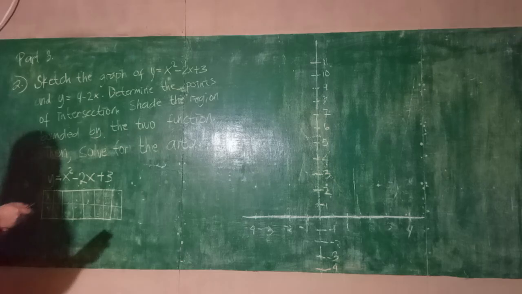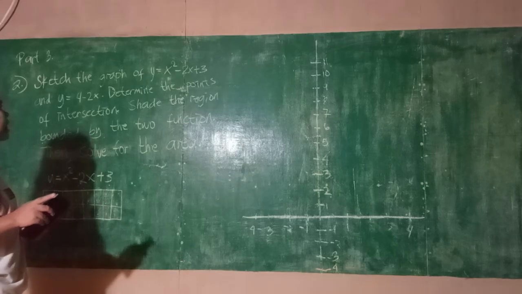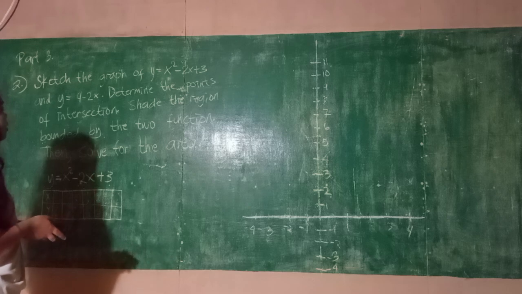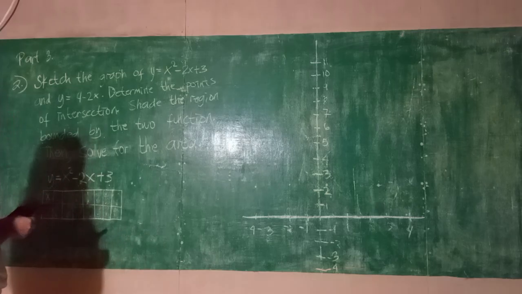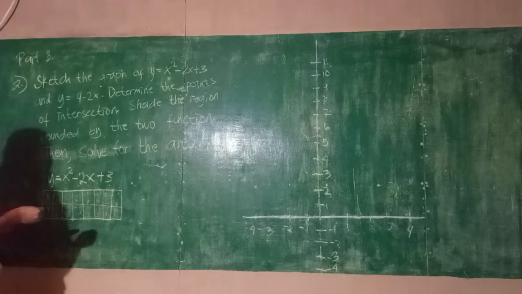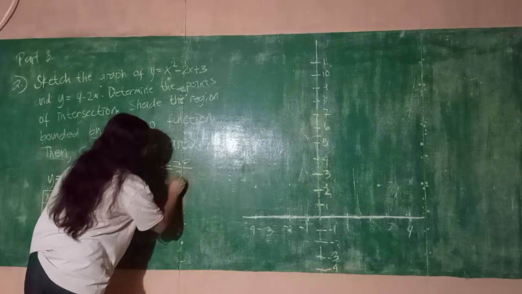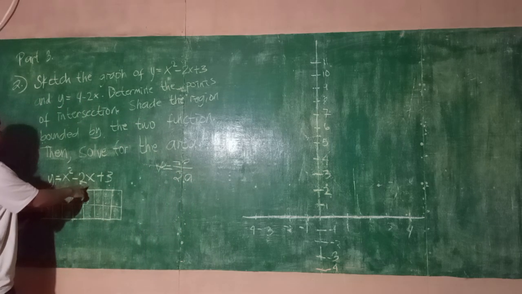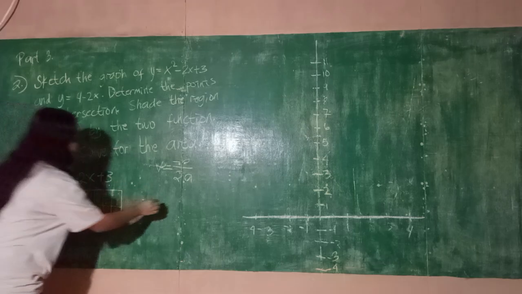So as you can see, our function y equal to x squared minus 2x plus 3 is a quadratic function, so it forms a parabola. The first thing that we need to do is find its vertex, to get its coordinates. To find the vertex, we use the formula v equal to negative b over 2a, wherein b is the coefficient of the second term and a is the coefficient of the first term.